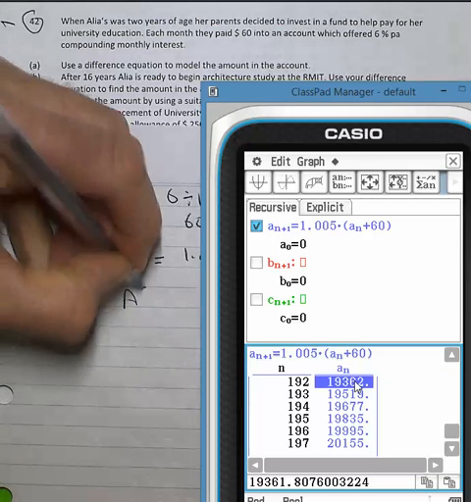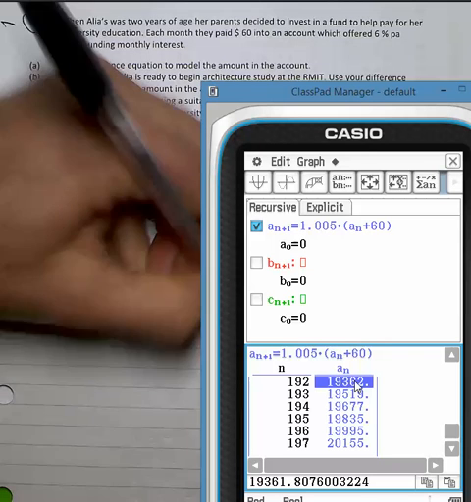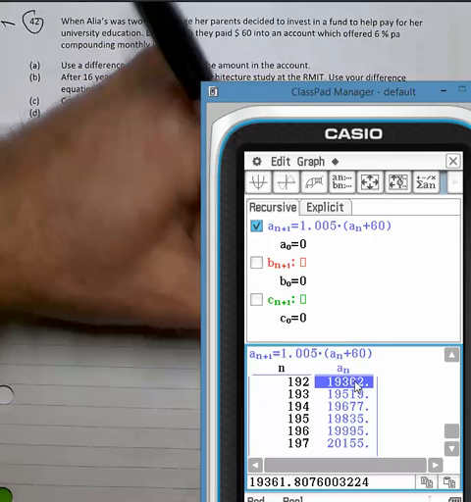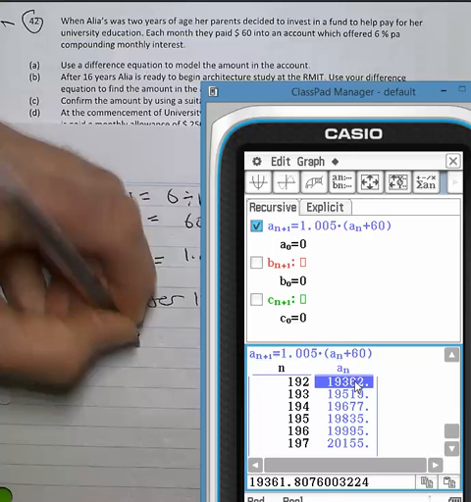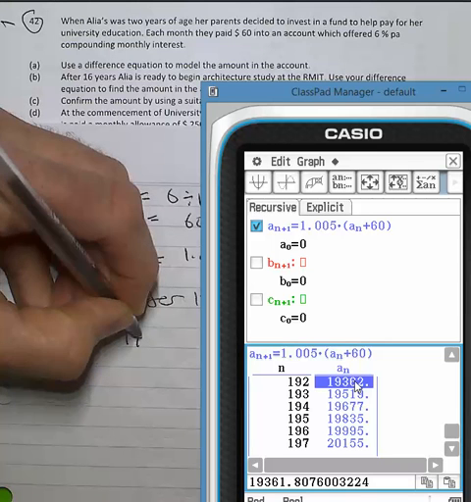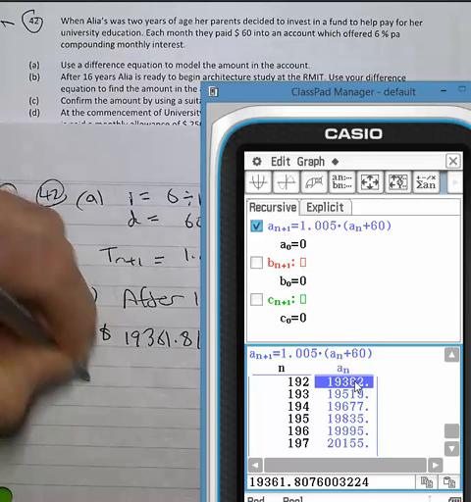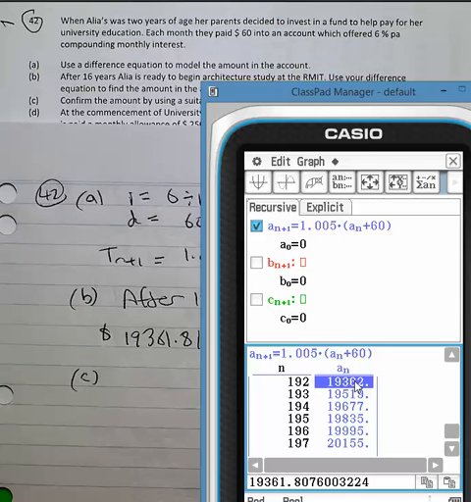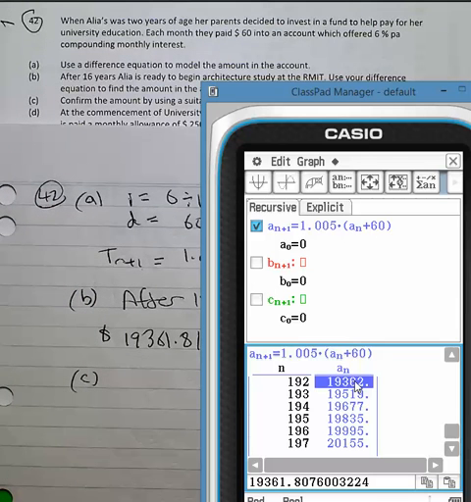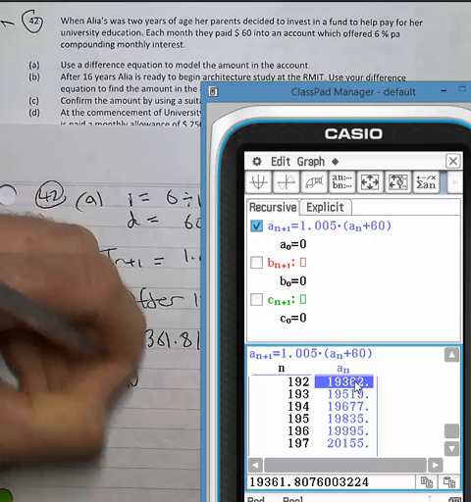So after 192 payments, she'll have $19,361.81. Now, you're asked to confirm this using a suitable finance formula. Now, I'll use the annuities in advance, but I'll generate it on the calculator.